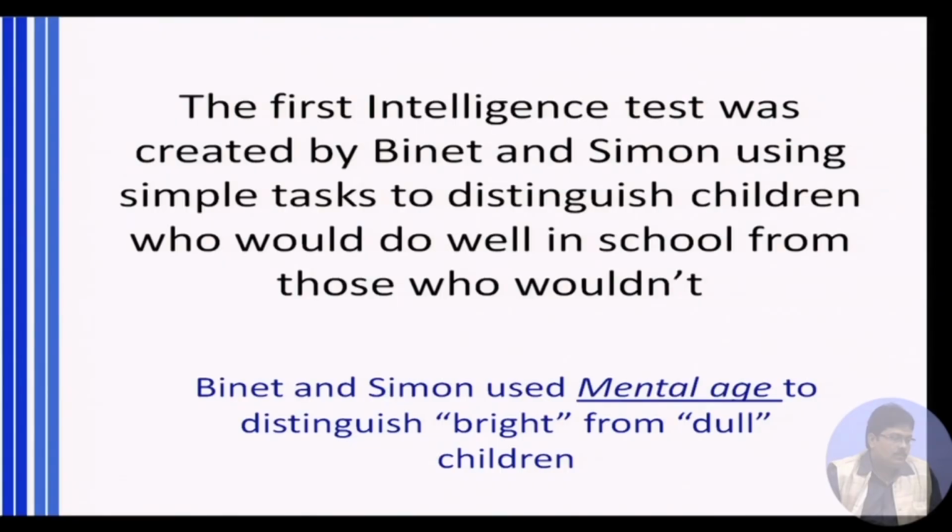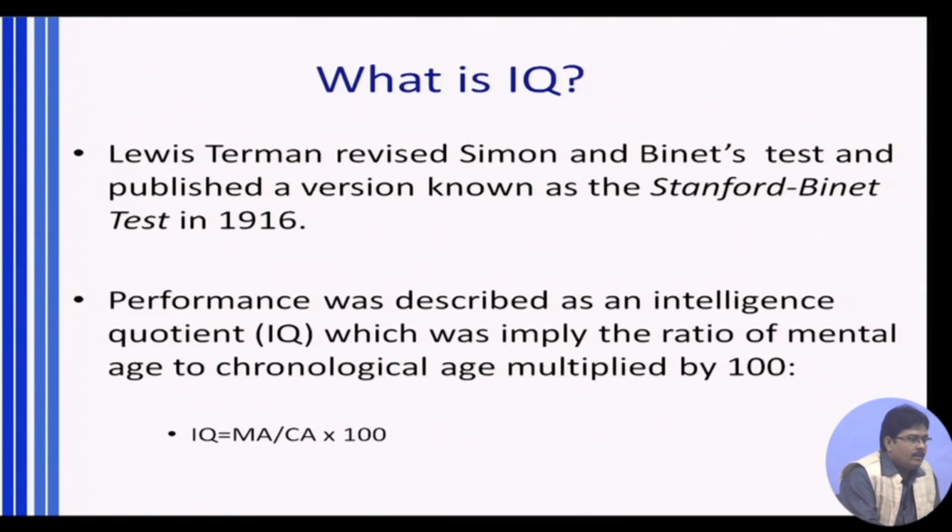First of all, the first intelligence test was created by Binet and Simon using simple tasks to distinguish children who do well in school from those who would not. Binet and Simon used the concept of mental age to distinguish the bright from the dull children. So, that was the starting point of measuring human abilities, particularly measuring the intelligence level of school-going students. That is in fact the historical root of the concept of IQ in the field of intelligence.